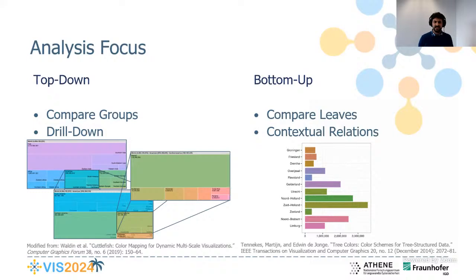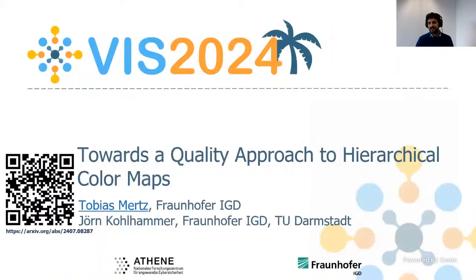So knowing this analysis focus helps us prioritize the different design rules and helps us find a suitable trade-off. And with this knowledge, we can move towards a quality approach to hierarchical color maps. In addition to further explanations in the paper, we also provide a cheat sheet of all conflicting criteria that we could identify in the supplementary material.